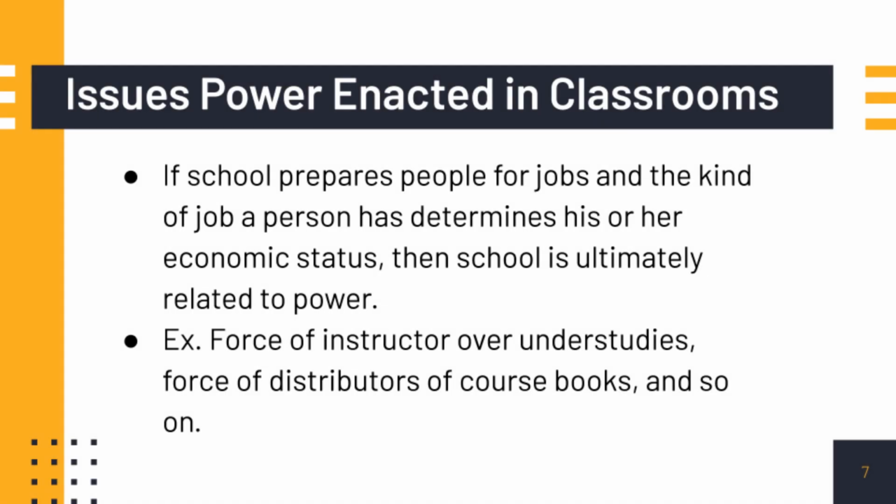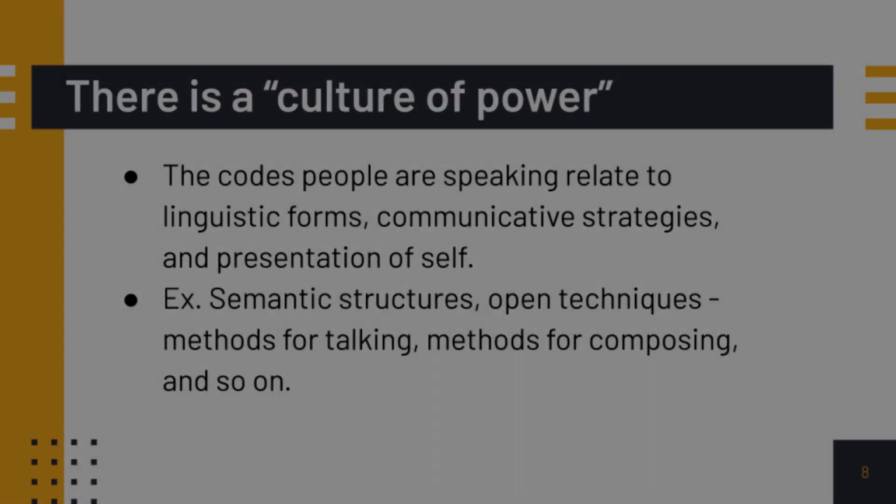First part, issues of power enacted in classrooms. If school prepares people for jobs and the kind of job a person has determines his or her economic status, then school is ultimately related to power. For example, force of instructor over understudies. This means that teachers have power over students. There is also the force of distributors of course books. This means that the people writing and distributing the course textbooks have the power over what is taught in the classroom.